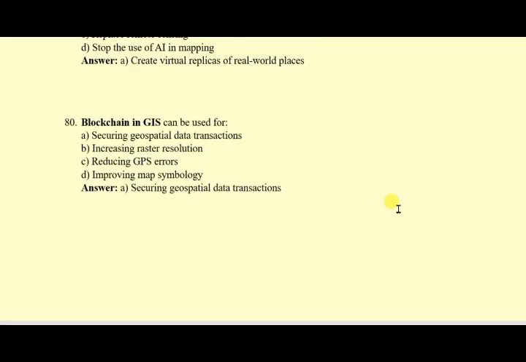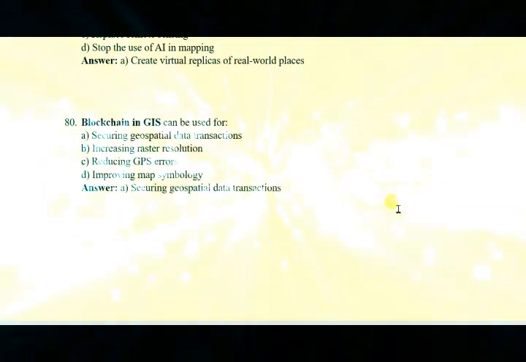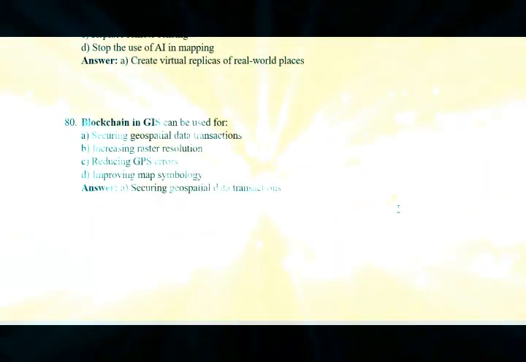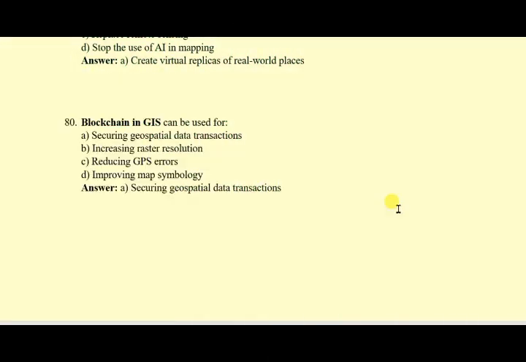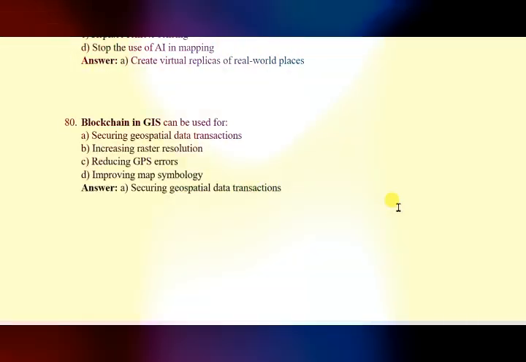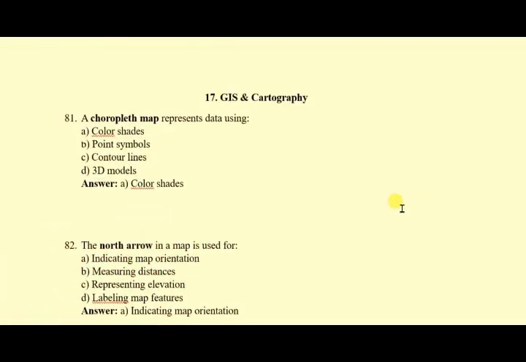80. Blockchain in GIS can be used for securing geospatial data transactions, increasing raster resolution, reducing GPS errors, improving map symbology. Right answer will be securing geospatial data transactions.